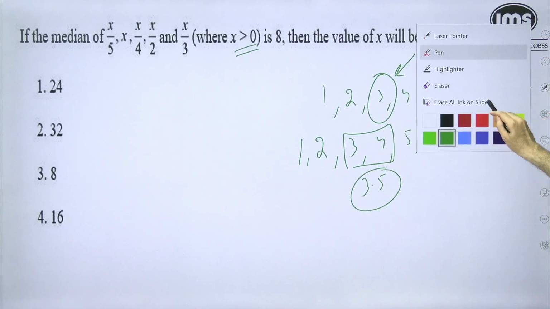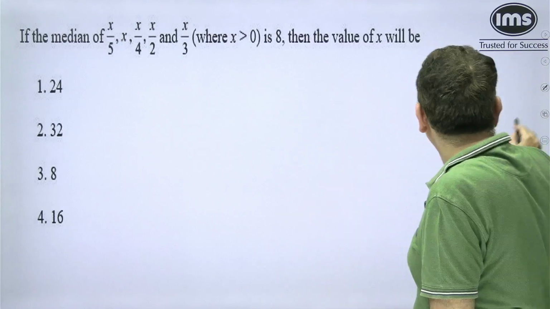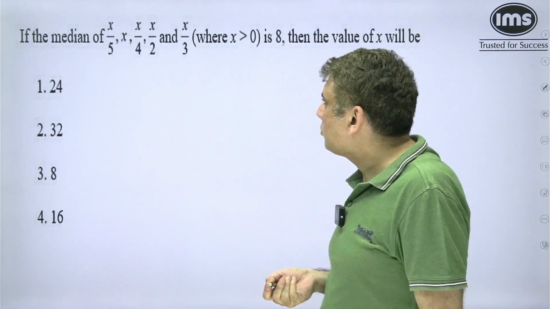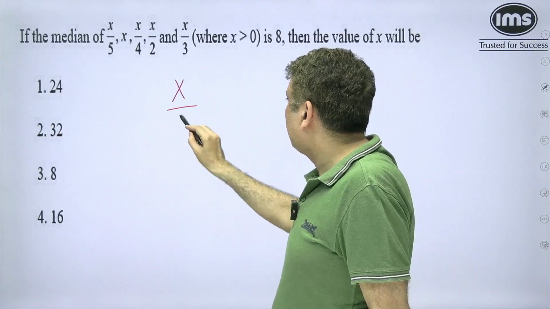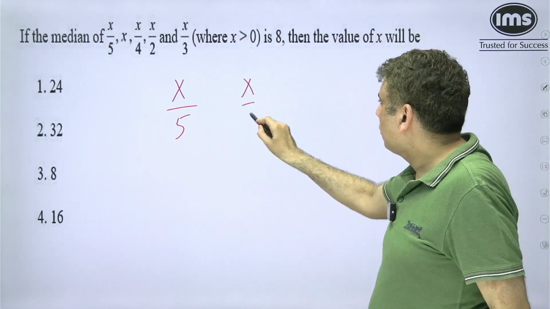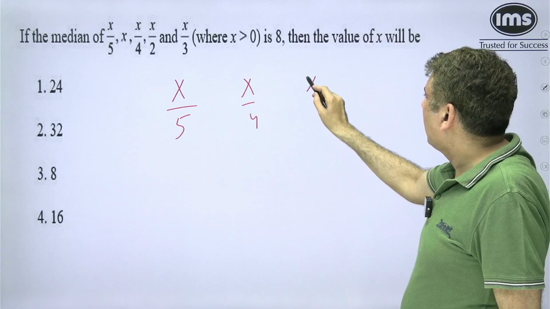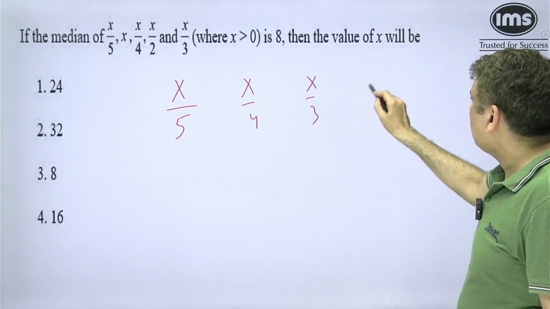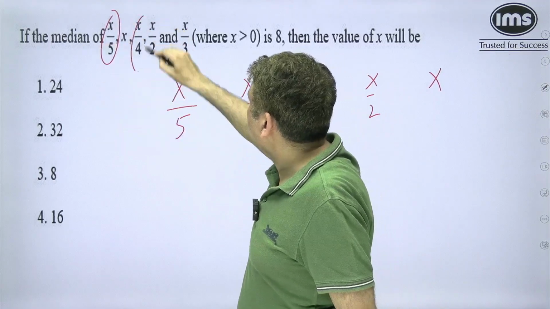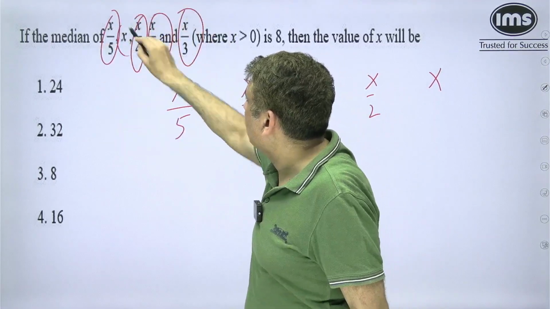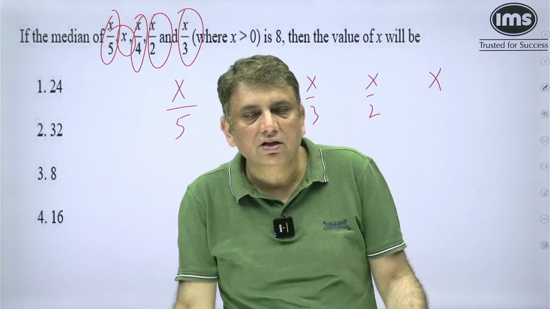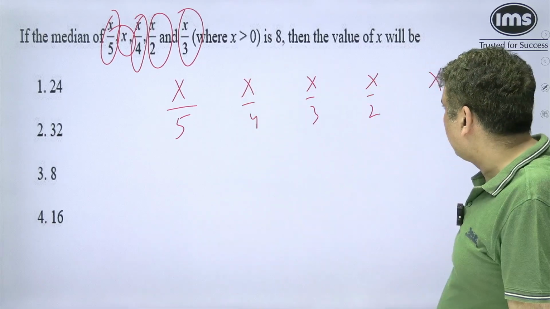That means first and foremost, we'll have to arrange these numbers in either increasing order or decreasing order. ठीक है? Now सबसे छोटा कौन सा है? Let's arrange them in increasing order. Obviously सबसे छोटा है x by 5, then x by 4, then x by 3, then x by 2, and finally x. So numbers are arranged in increasing order since x is also positive. तो ये increasing order है.